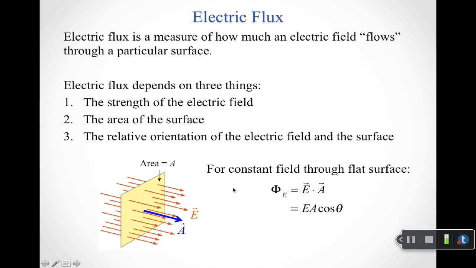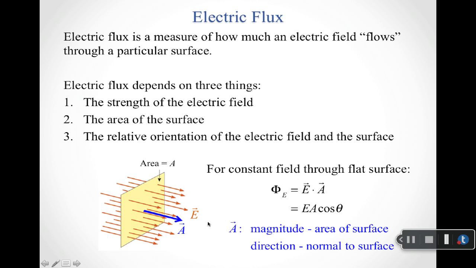Well, basically the area vector has a magnitude that's equal to the area of your surface. So again, the larger you make this surface, the longer you're going to make the magnitude of your area vector. And then the direction of the area vector is normal to the surface. So basically the area vector is perpendicular to your surface.